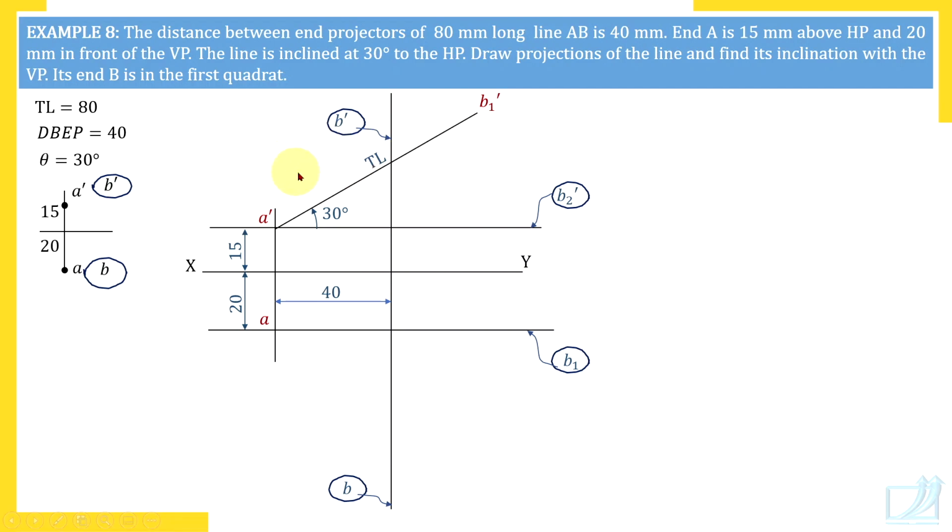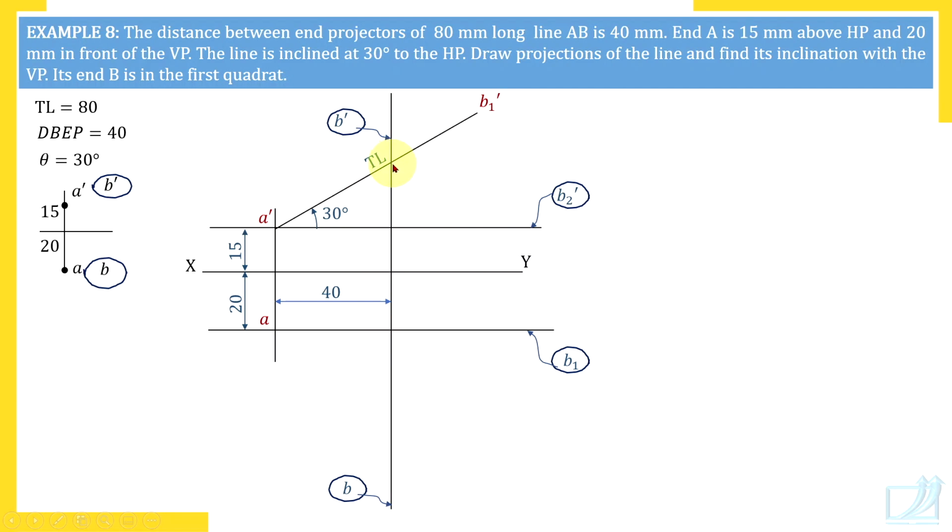Point B is in third quadrant. That's why we are sure that front view of point B is above XY line and top view of point B is below XY line. Now watch here. This projector of end B intersects many other lines on paper. Not all these points of intersections are important or significant.